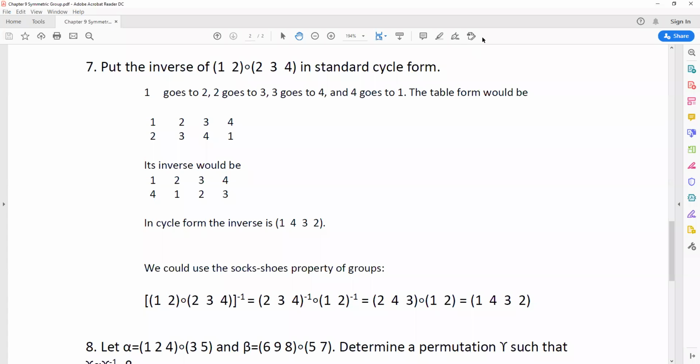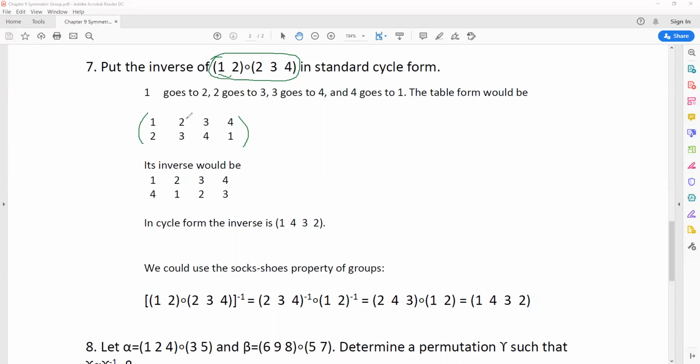Problem number 7, we want to take the inverse of this composition and put it into standard cycle form. Let's look at this composition in table form. In table form, we can see that 1 maps to 2, which is indicated in the first column of the table.